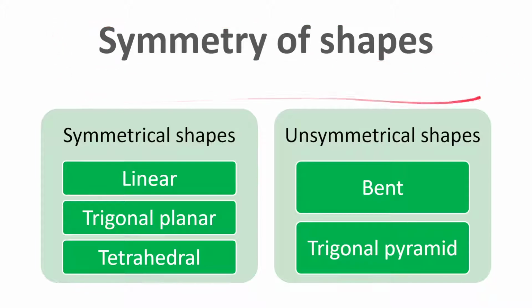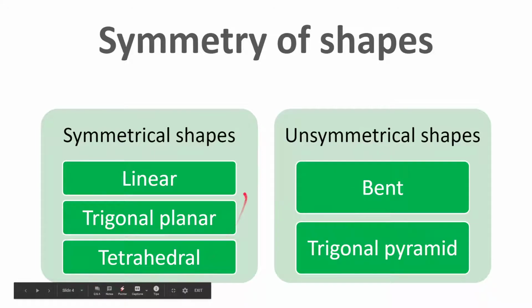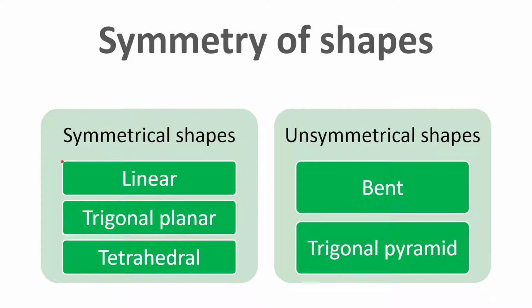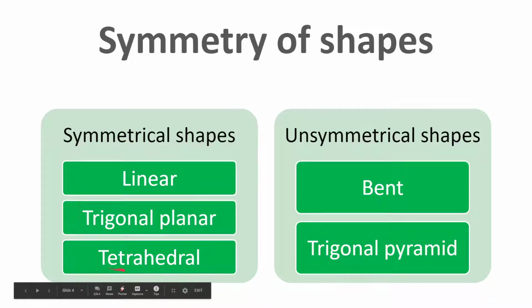Symmetry of shapes. Okay, I want you to note this down in your book as well. These are the 5 different shapes we've learnt: bent, trigonal pyramid, linear, trigonal planar, and tetrahedral. Some of these are symmetrical. The symmetrical ones, you put a mirror in the middle of them and they'll look the same on either side. They have symmetry. Linear, trigonal planar, and tetrahedral are all symmetrical.